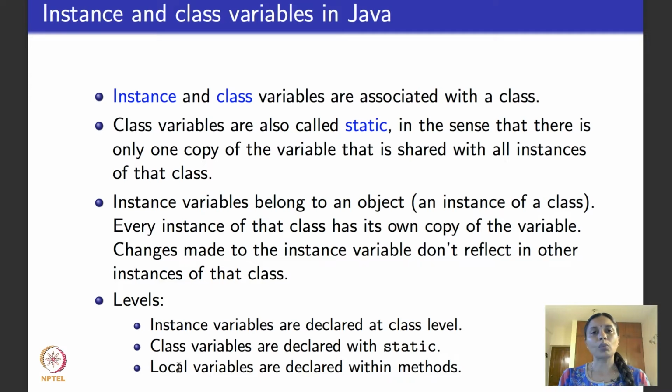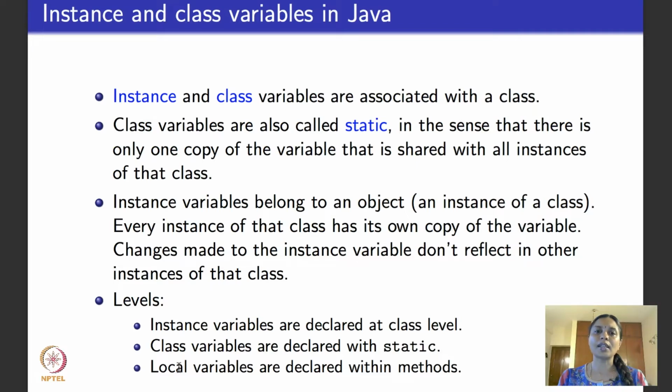To do that, one last concept that I would like to specifically recap related to Java is the notion of instance variables and class variables. Instance and class variables both are variables that are associated with a class in Java. What is the difference? We'll see the difference. Class variables are also called static variables. They're declared using the word static.